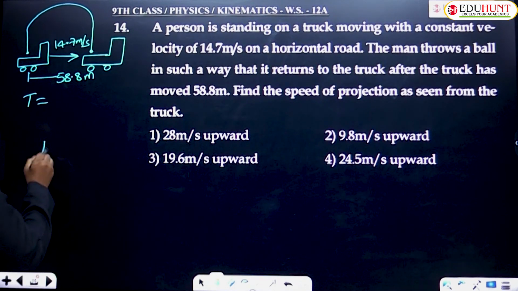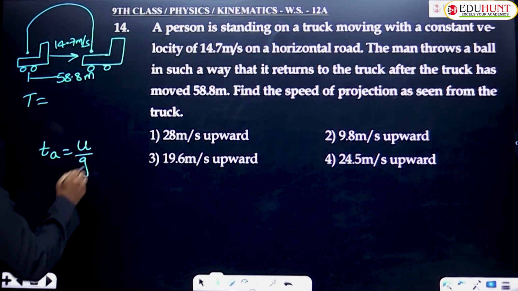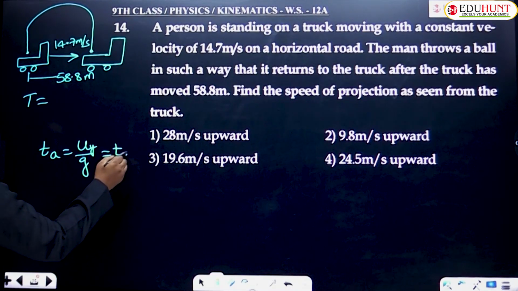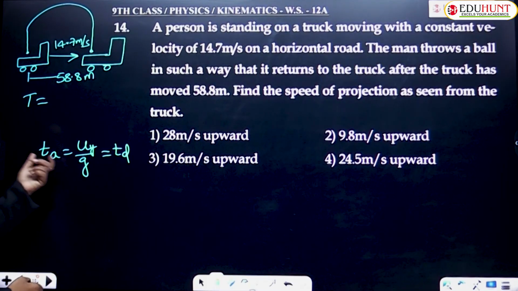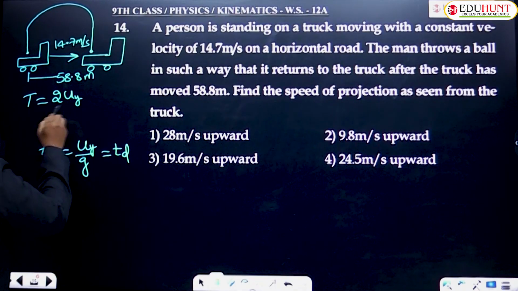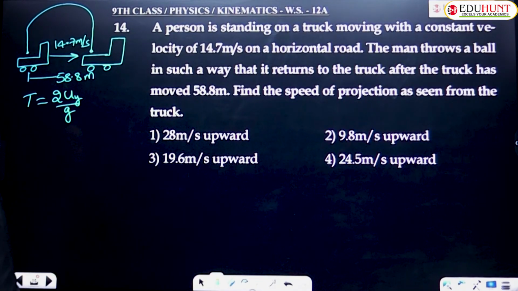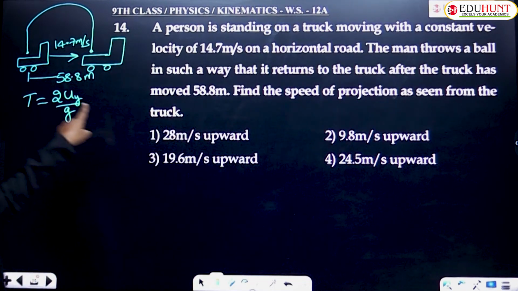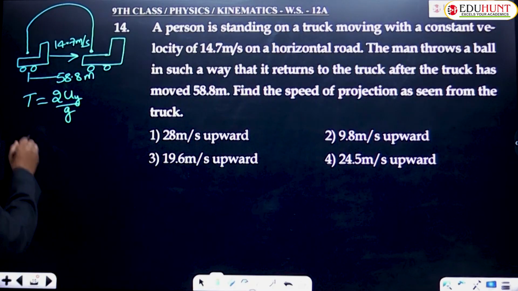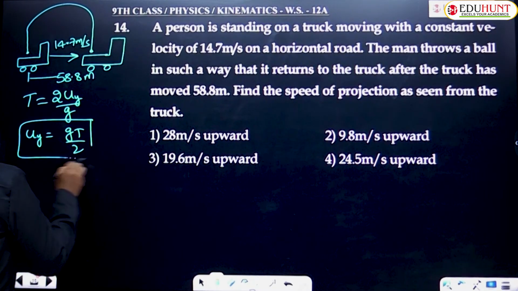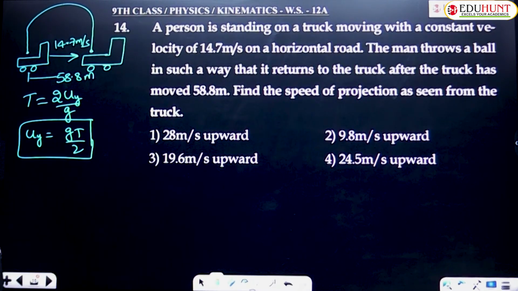TA is given by velocity upon g, because it is traveling in the vertical direction, uy by g, and TD is also equal to uy by g. So if you want the total time of flight, you need to add the time of ascent plus the time of descent, that will be equal to 2 times uy by g. Is that clear, children? So T is given as 2 uy by g, and you are asked to find the value of uy, the speed of projection. Hence uy can be found as gT by 2.